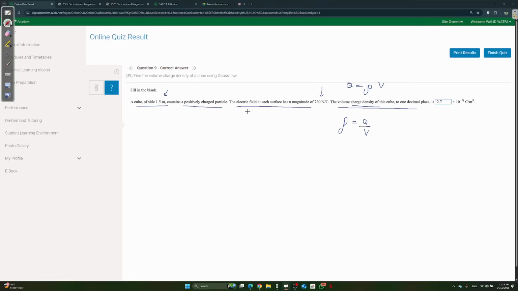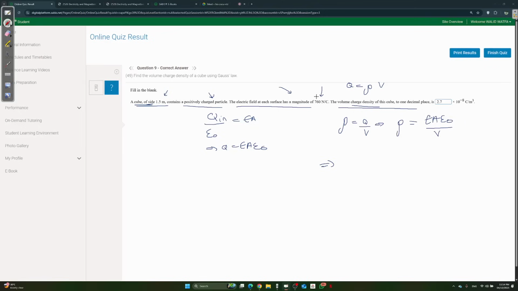According to Gauss's law, remember we're looking at Q, a positively charged particle. Remember, Q enclosed over epsilon node is equal to EA. So Q is going to be EA epsilon node. So rho is equal to EA epsilon node over V. How do we find this? Very easy, let's do it.